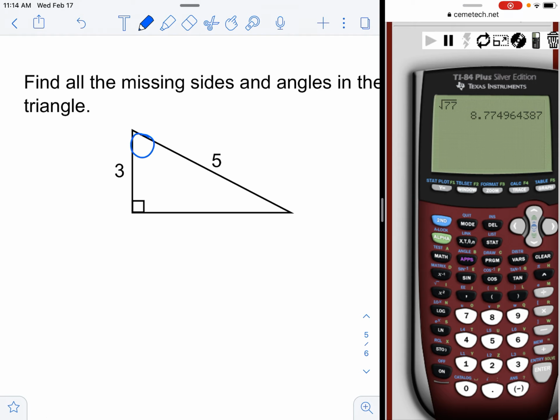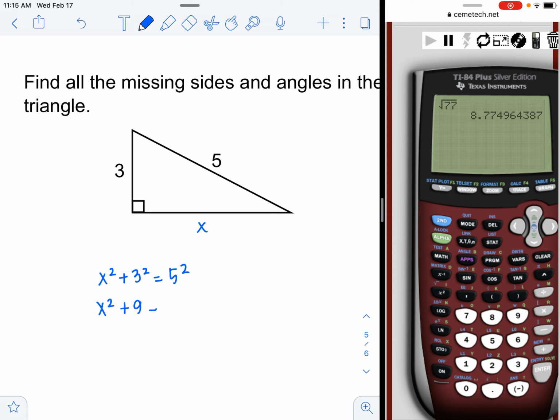Okay. Find all the missing sides and angles in this triangle. Okay, so let's start with, can I find this missing angle right now? Well, I could if I wanted to, but I need this angle, right? Like I don't need it, but I would like it. So I say, okay, well, can I find the missing side? Sure can. So let's use the Pythagorean theorem to find the missing side.